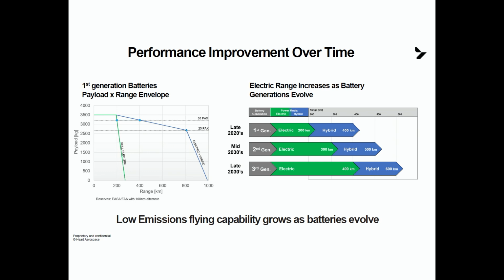The aircraft are designed for 30 years of life, and the batteries will not live that long for our harsh use. So we also know that in 5 years and in 10 years we can offer more full electric range, 300, 400 kilometers.